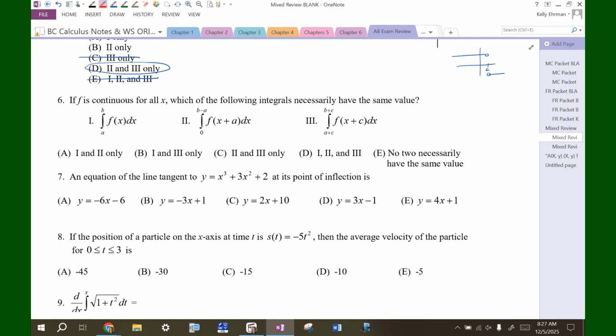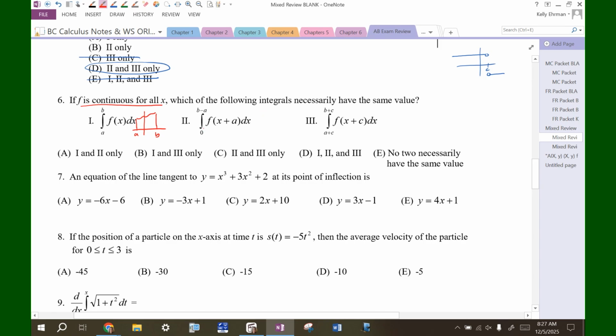All right, number 6. If f is continuous for all x, which of the following integrals necessarily have the same value? We don't have any numbers to go off of, so we have to be kind of careful here. Let's do a sketch. F of x can be anything. But this first one is saying, let's just say A is here and B is here and F is this. This is the area I'm working with.